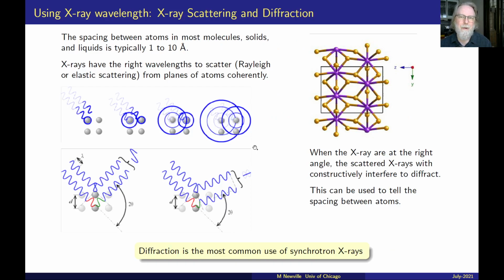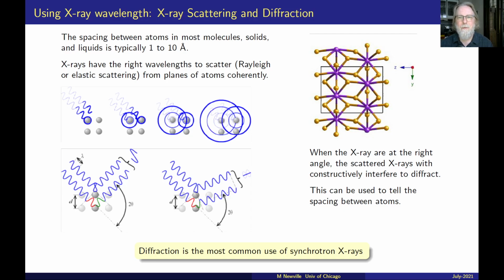Finally, for the properties of X-rays, I want to talk about using the X-ray wavelength in X-ray scattering and diffraction. Again, the spacing between atoms in most molecules and solids and even liquids is typically in the 1 to 10 angstrom range, often actually tighter than that. And X-rays have the right wavelength to scatter. That's Rayleigh or elastic scattering. So again, one of the lower probability interactions with X-rays, but still important.